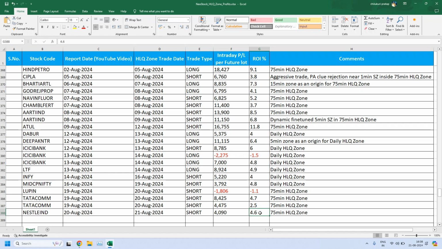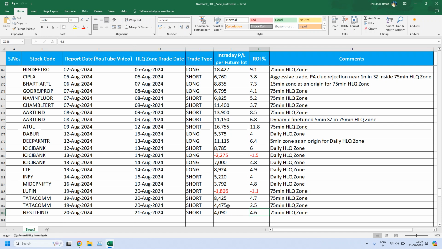Profit is very less. Why did we get good ROI? Because one future margin cost is very less. It's only 89,000 rupees, or close to 89,000 rupees. So that's why you got more ROI.